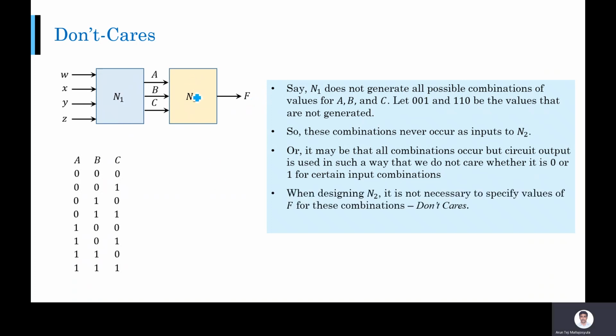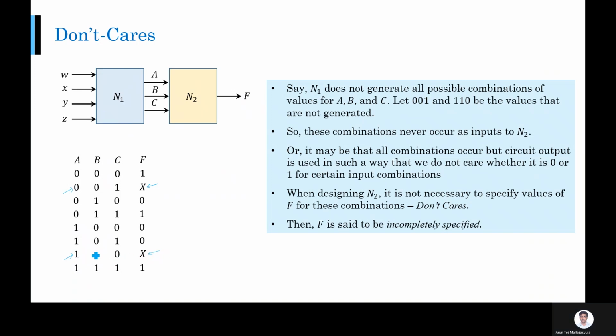So in such a case, when you're designing N2, you need not specify the values of F for these particular combinations. Whether you get 0 or 1 for these 2 combinations, you need not specify at all for N2 when you're designing N2. So that helps in reducing hardware cost. These kinds of functions are called incompletely specified functions. It doesn't matter whether these combinations are occurring or not.